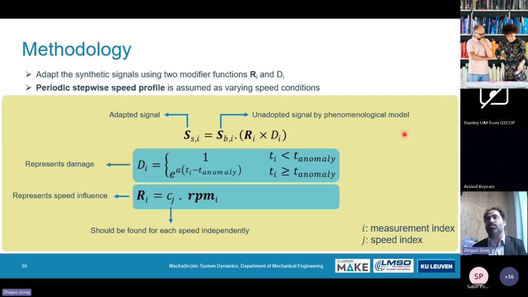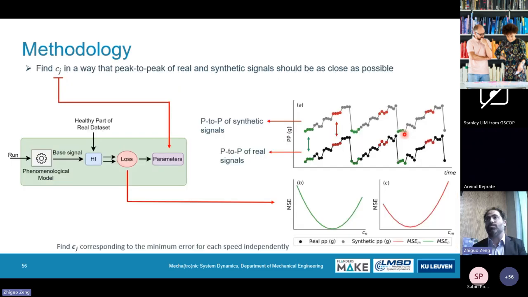So in this case, we try to build a simplified model for the degradation and for the relation of the vibrations with the speed. We have a part that represents the damage and a part that represents the influence from the speed, which of course is a very simplified approach, and this can be further extended. And then we do the matchmaking between the synthetic signals and the real signals.